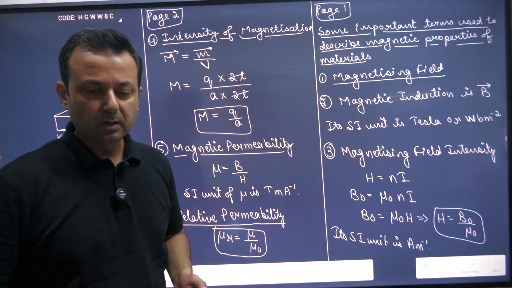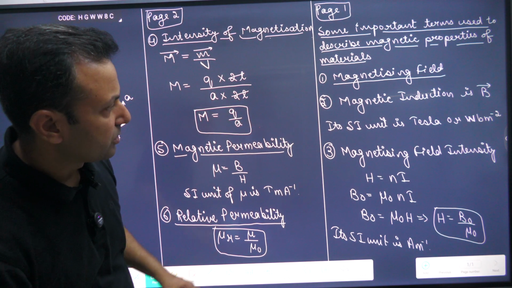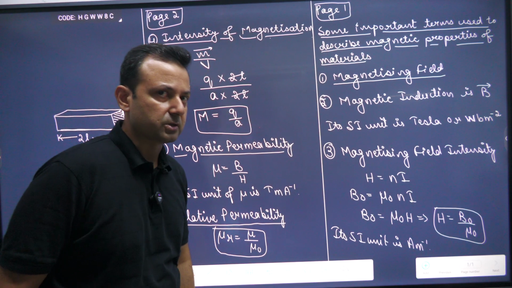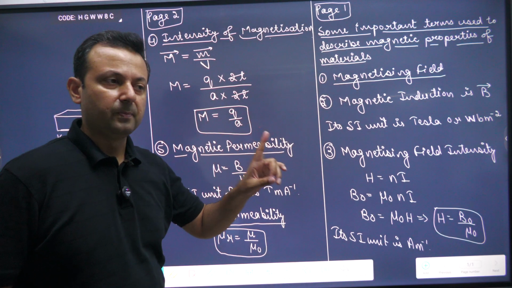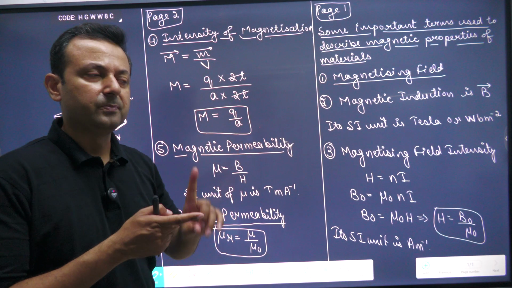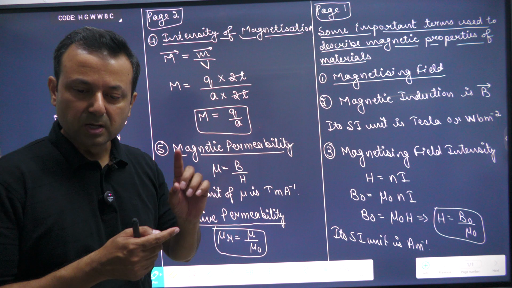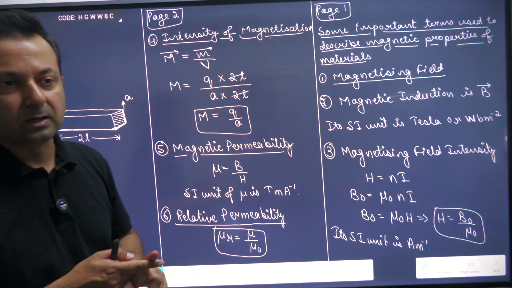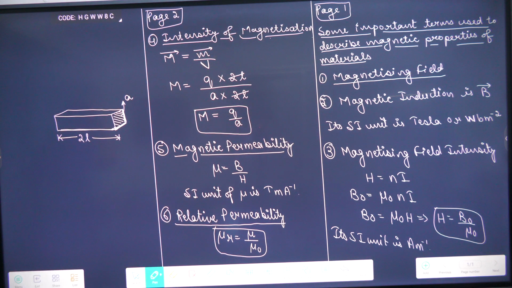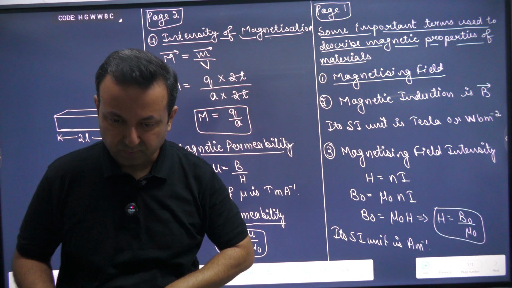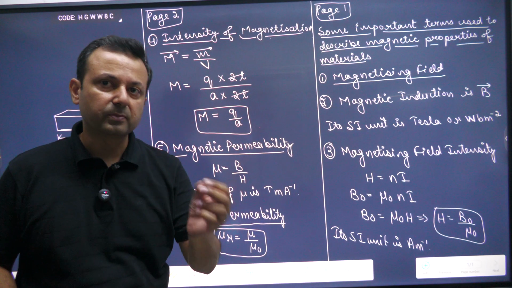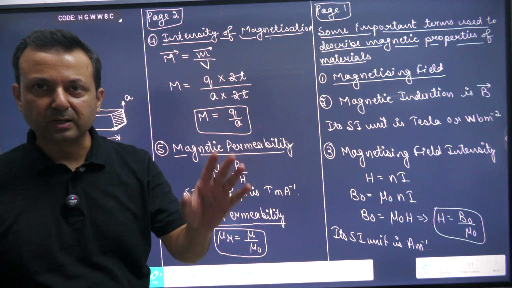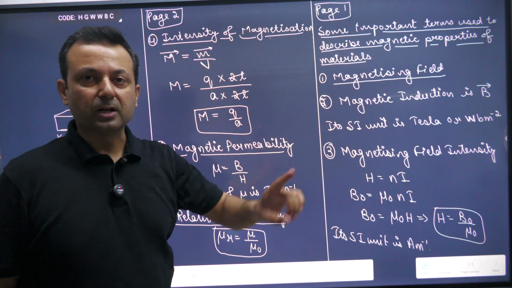Okay, so till now we have studied 6 terms. So let's have a brief review of these 6 terms. After that, I have 2 more terms also. First one is magnetizing field. Magnetizing field is that field which induces or produces magnetism in a magnetic material. Magnetic materials are iron, steel, cobalt, and nickel, which have some magnetic properties. So magnetizing field is that field which produces magnetism in a magnetic material when placed in that medium. Second is magnetic induction.